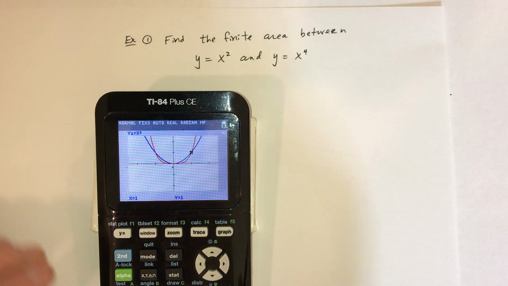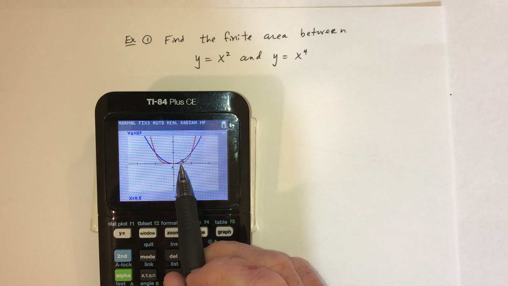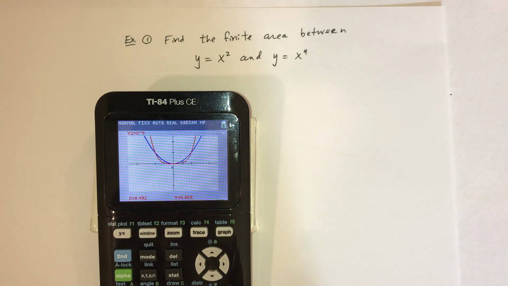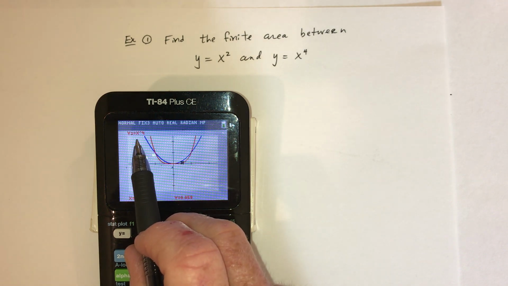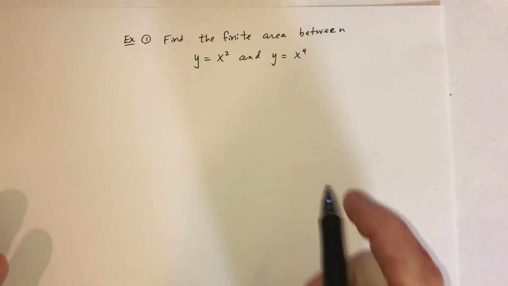The other thing I need to do is figure out which one is on top and which one's on the bottom. If I go to trace and put in, let's say, 0.5, then the blue one is on top and the blue one is x squared. If you move down, the red one is on the bottom and the red one is x to the 4th. So x squared is on top, x to the 4th is on bottom.